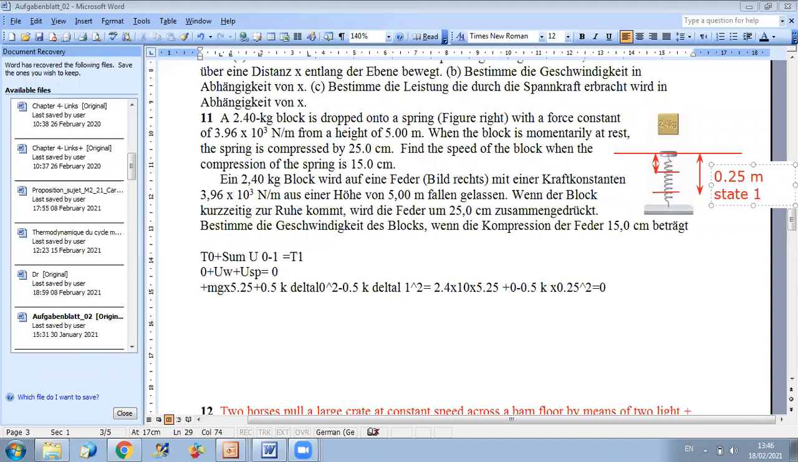And of course, we know that at this state V1 is equal to 0. And now for state 2, we will call this state 2.